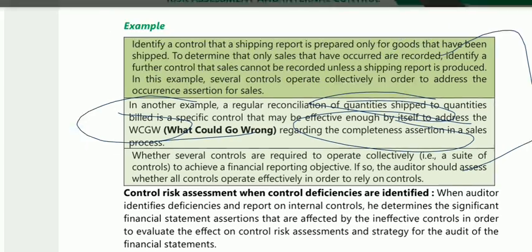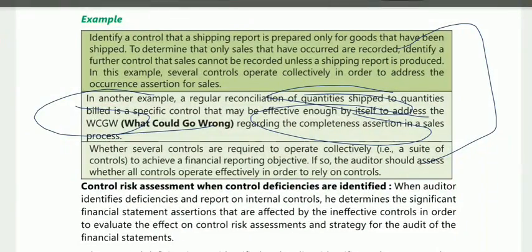Now if they are not matching, if these two are not matching, then what does it mean, that there is something going wrong, right? So that is why you will not place reliance on the internal control. So in this way the auditor decides whether he should place reliance on the internal control or not.